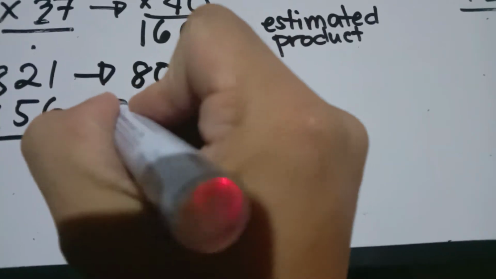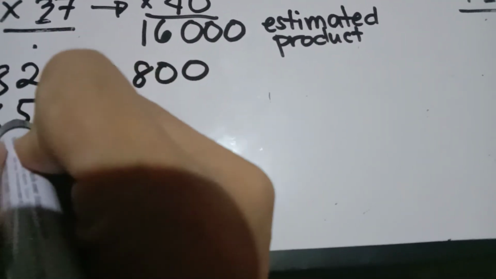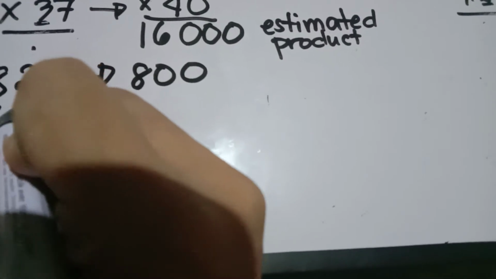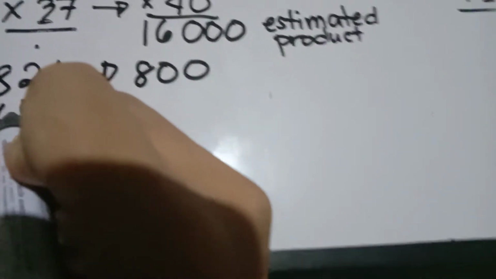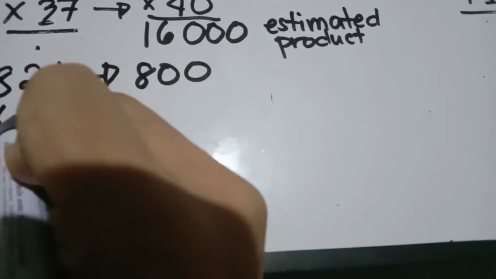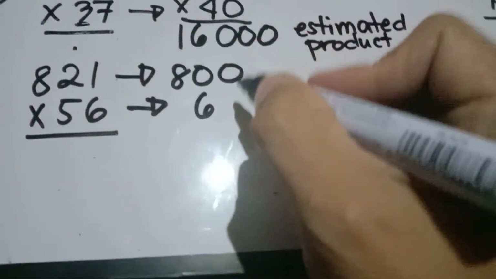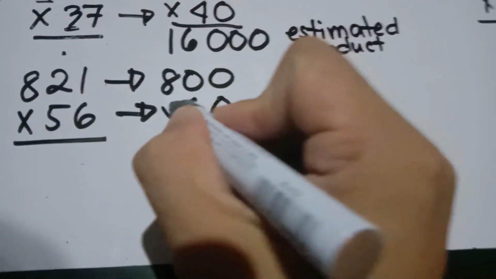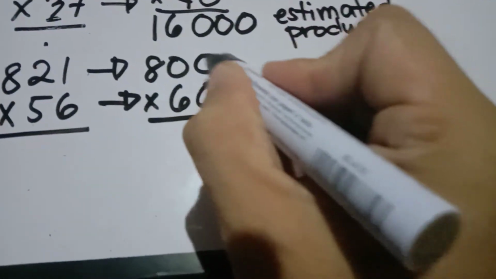Next, 56. The digit in the highest place value is 5. The next digit at the right is 6. So ang gagawin natin, add 1 tayo. Now we are going to add 1 to 5. So 5 plus 1 is equal to 6. Then 6 will become 0. So ito na ngayon yung new factors natin, new numbers.